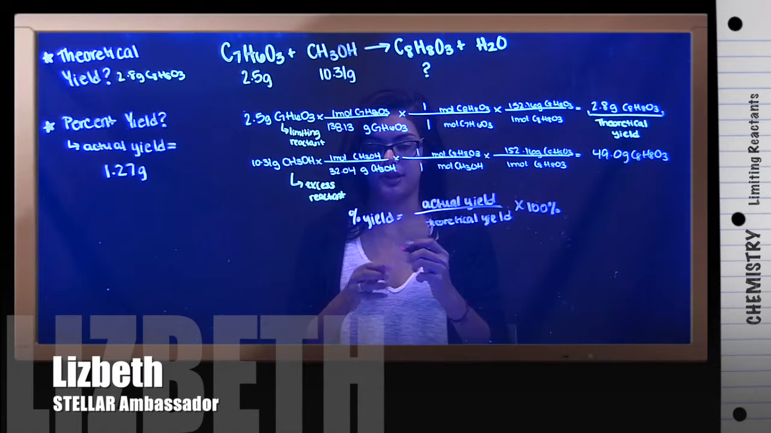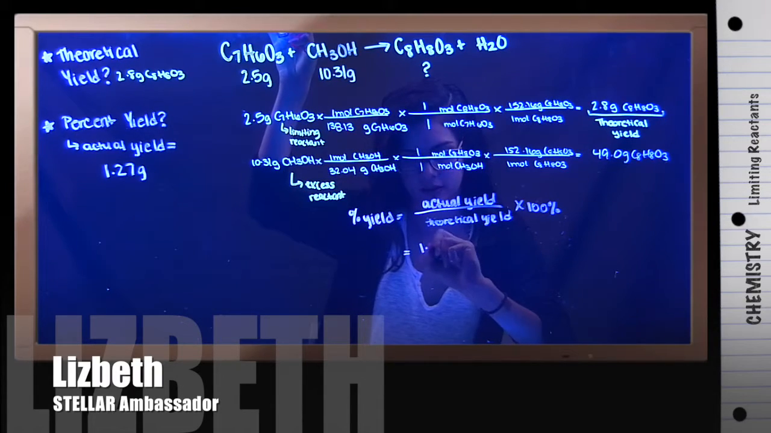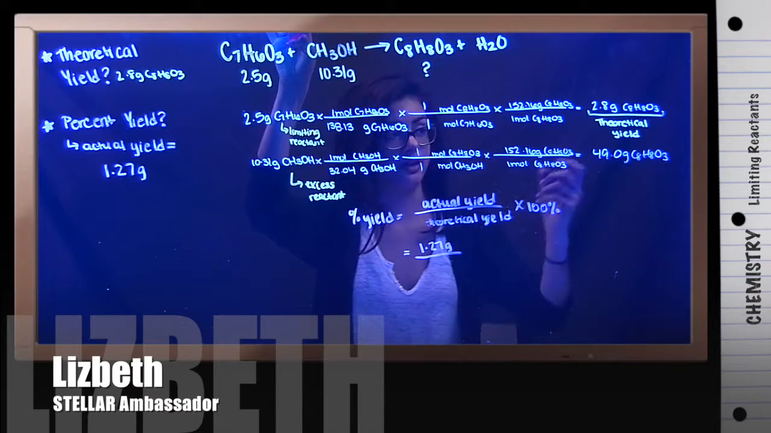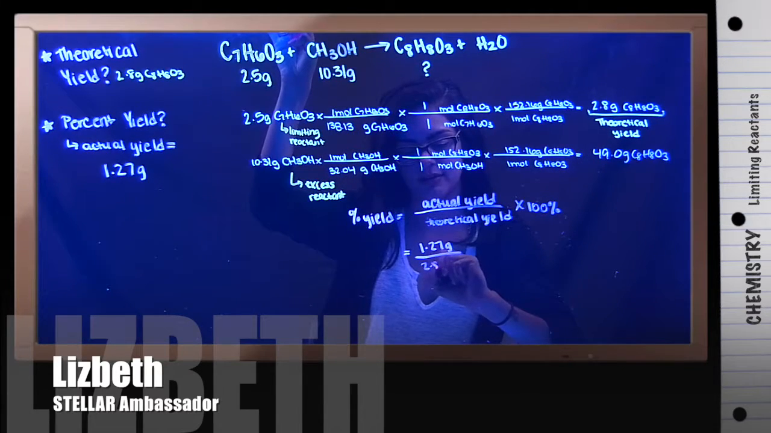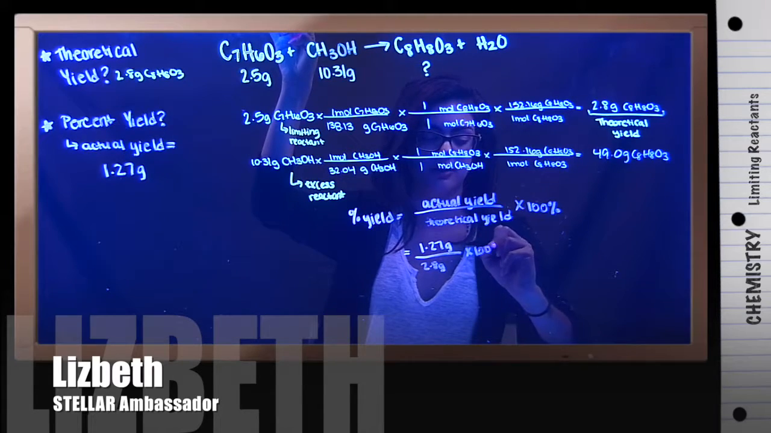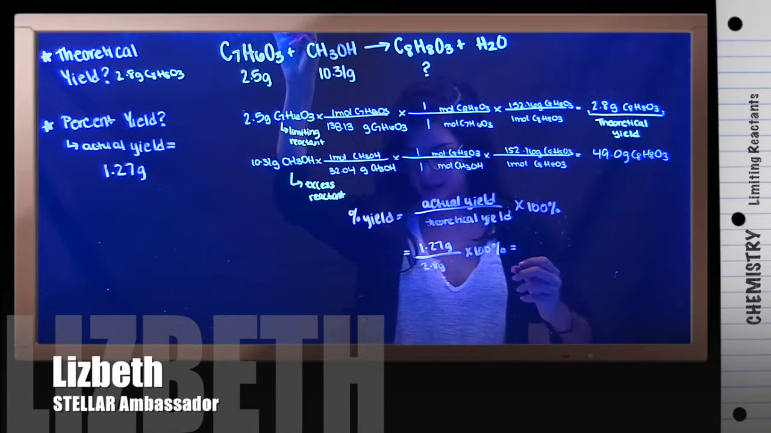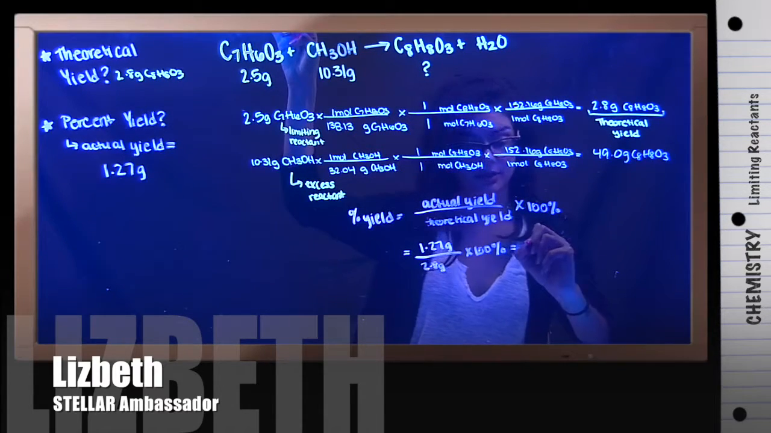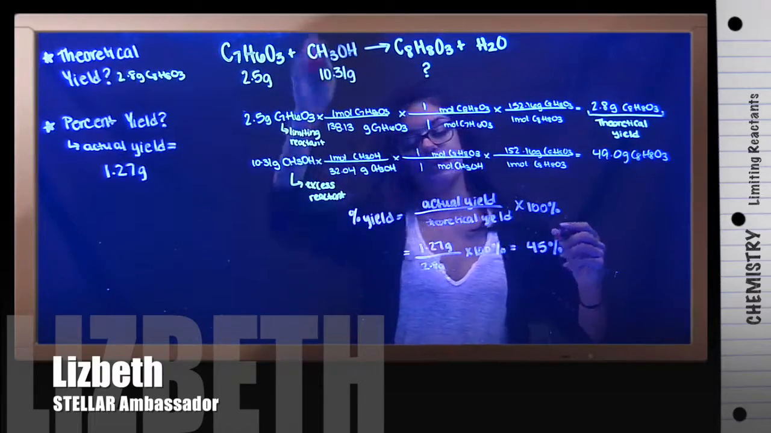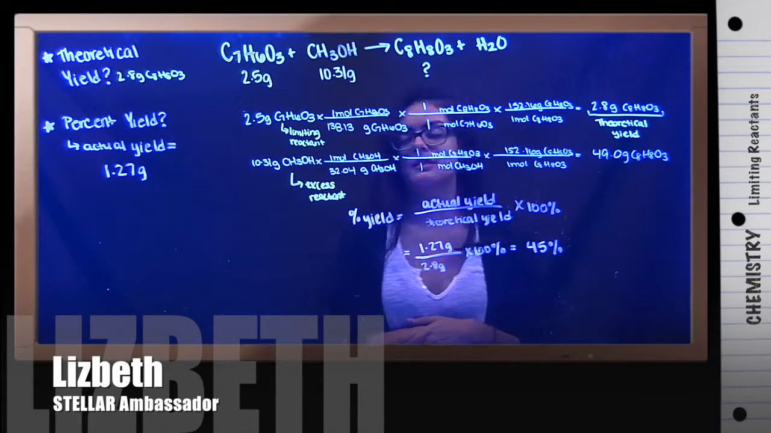So let's go ahead and plug in those values. Our actual yield is going to be 1.27. Our theoretical yield is 2.8. And that's going to be divided by each other times 100%. And I got that to be 45%. So we made 45% of the maximum amount that we could make.